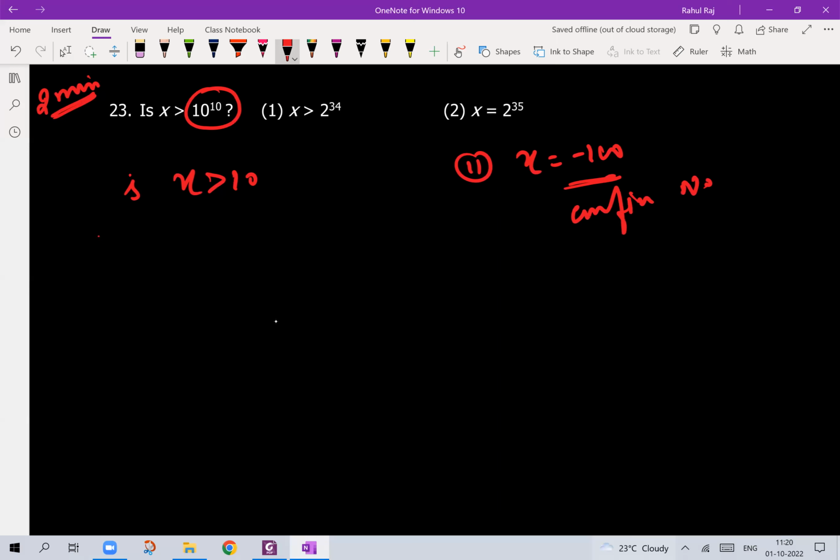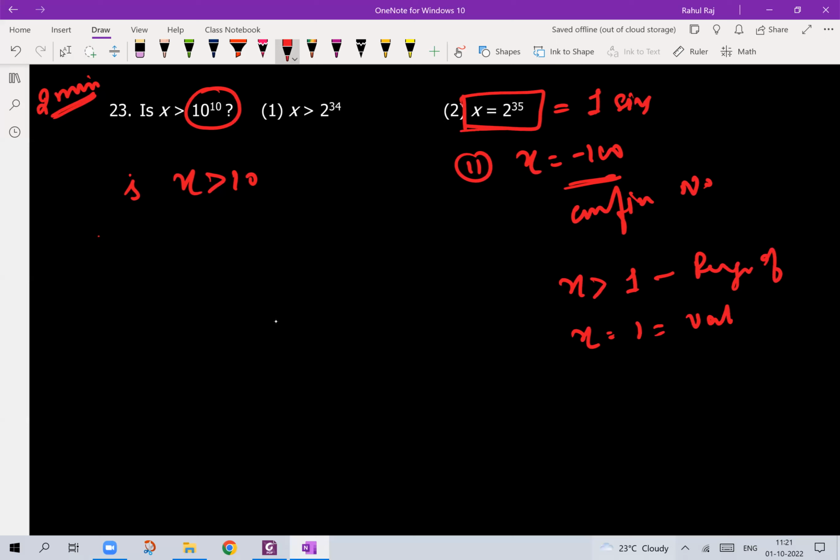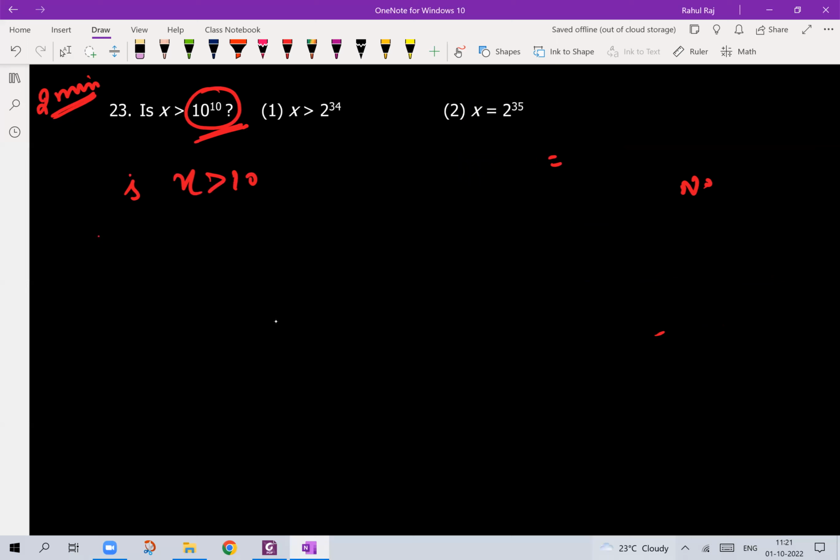All I'm trying to say to you, Sanchi, is that x is equal to 35 is one single value for sure. Because when you say x is greater than 1, this is called range of x. And when you say x is equal to 1, this is called value of x. So this particular value will be either greater than 10 to the power 10 or it will be less than 10 to the power 10, which is none of our business at all. Clear? So now can you please try statement number 1? Option number 2 is pretty simple. Confirm yes, confirm no does the job.